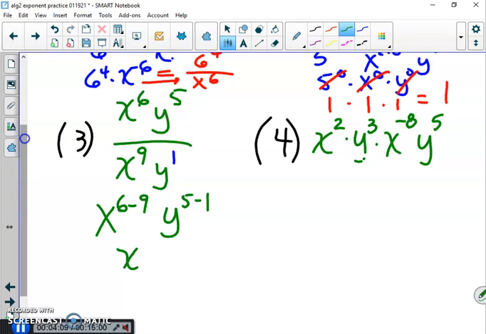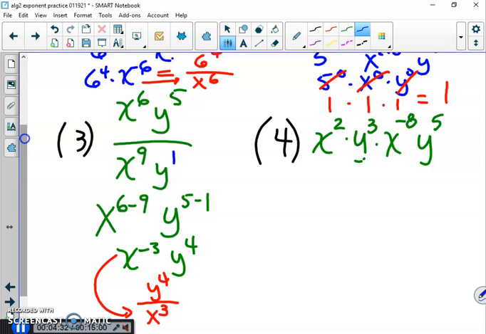So 6 minus 9 is negative 3. 5 minus 1 is 4. So in our final answer, the exponent on the y is positive, so it stays in the numerator, but the exponent on the x is negative, so it goes to the denominator. So it's y to the 4th over x to the 3rd.